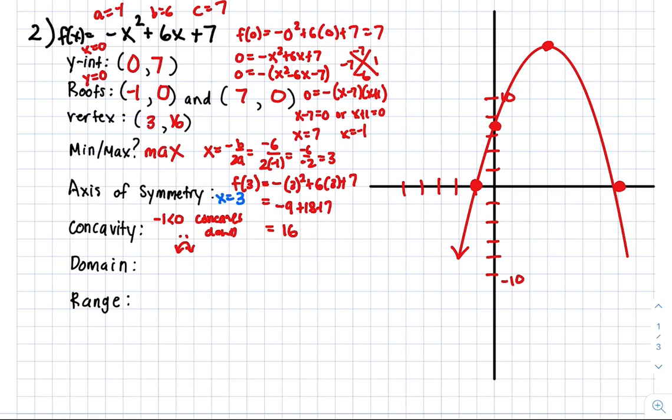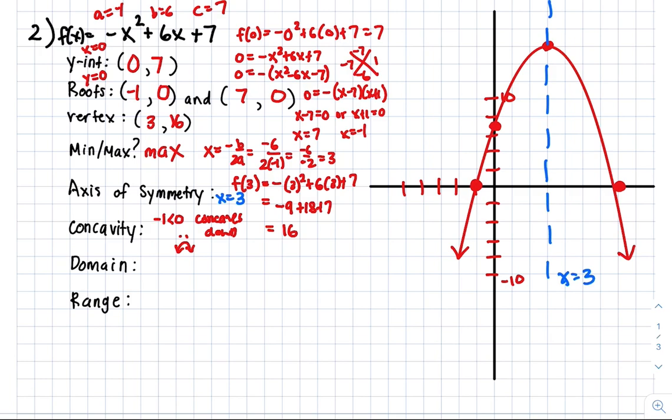And there's your guys' graph. And then your guys' axis of symmetry was at x is equal to 3. So right there. Great.